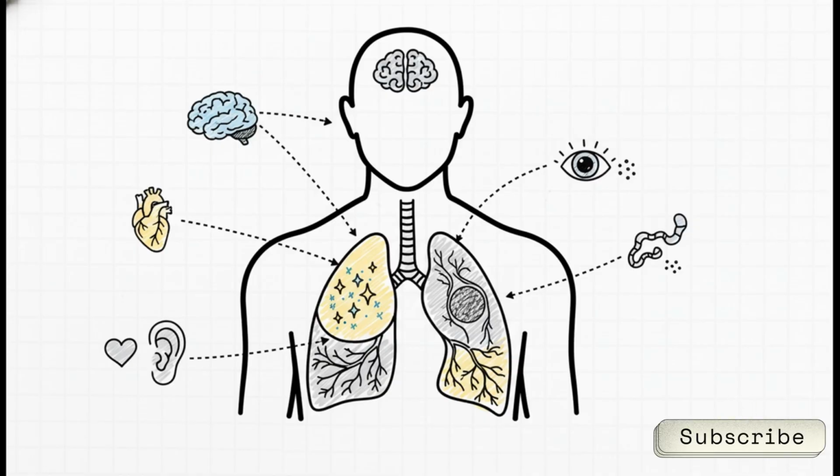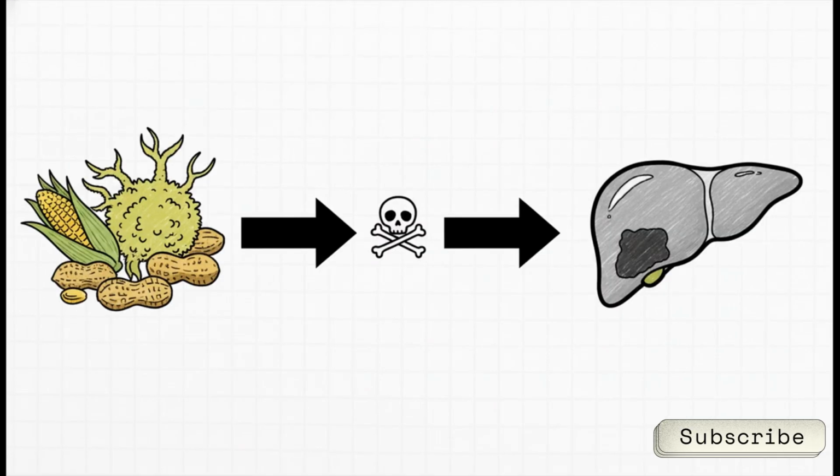But look at the other sites. It's not just the lungs. It can cause invasive sinusitis, spread to the brain, the heart, the eyes, and even cause ear infections. It's a systemic threat. Okay, now for a massive high-yield point you absolutely cannot forget. Look at this pathway.